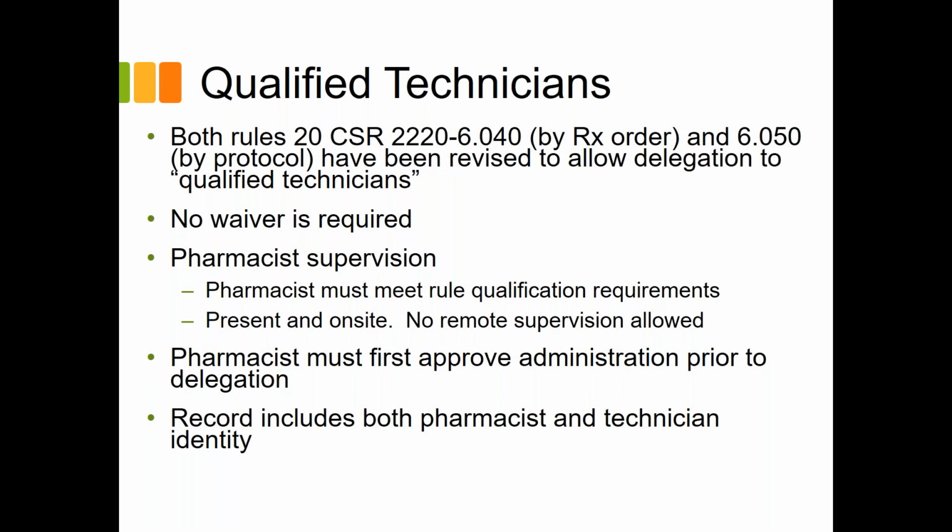And the vaccine administration records need to include both the supervising pharmacist and the technician who gave the administration in the record. So both need to be done there. We have some issues with some software. Maybe it only has a place for one identity. You need to come up with another way to track if it can't track both of them.